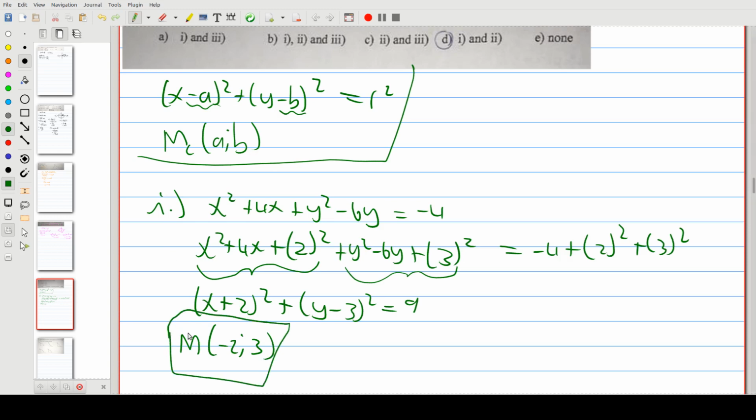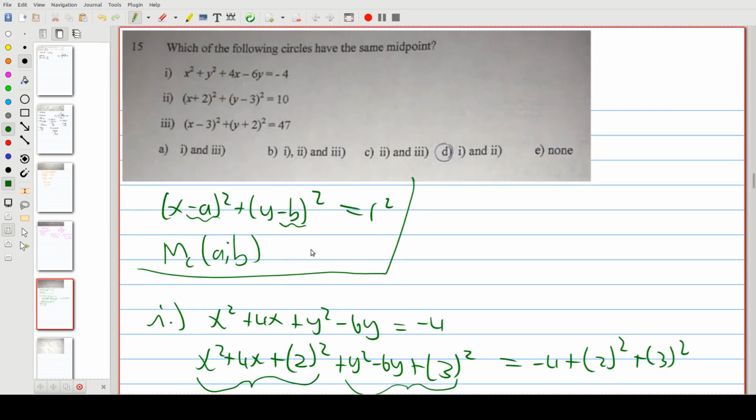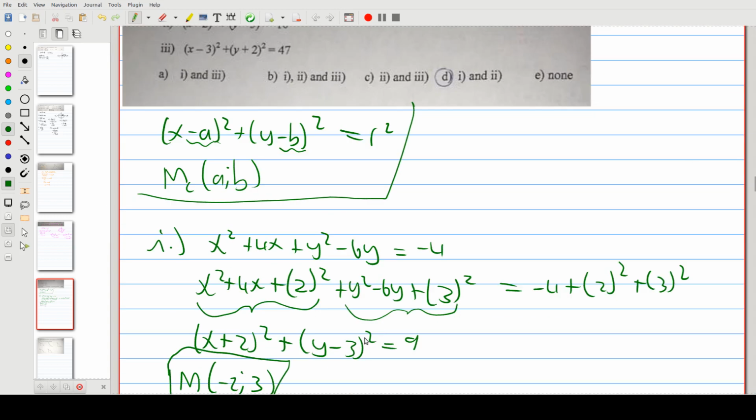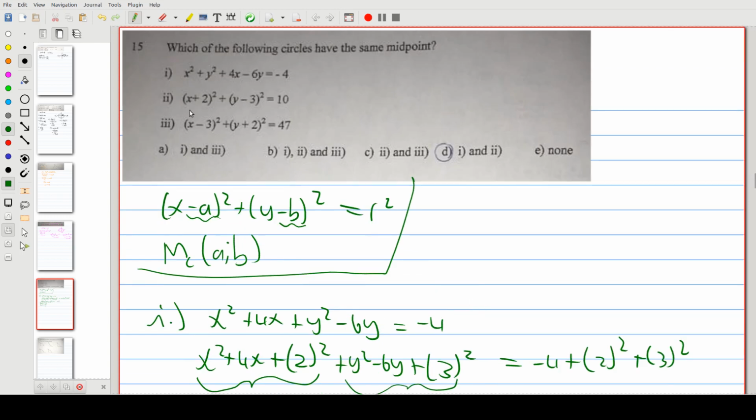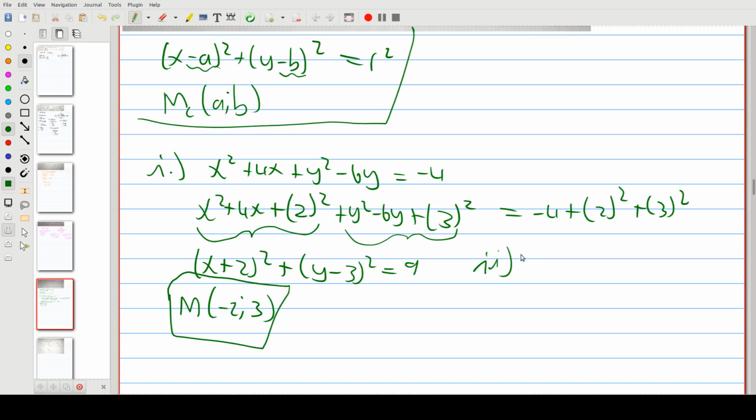So let's find the midpoint for each circle and see which ones are the same. So that's circle 1, or equation 1. For equation 2, we can just read this one off, right? We can just read that off, so that'll be -2 and +3. So our midpoint will be -2 and +3. So far these two are the same.